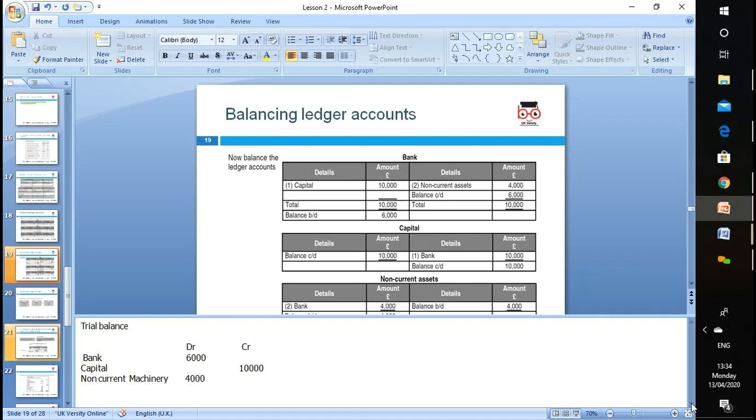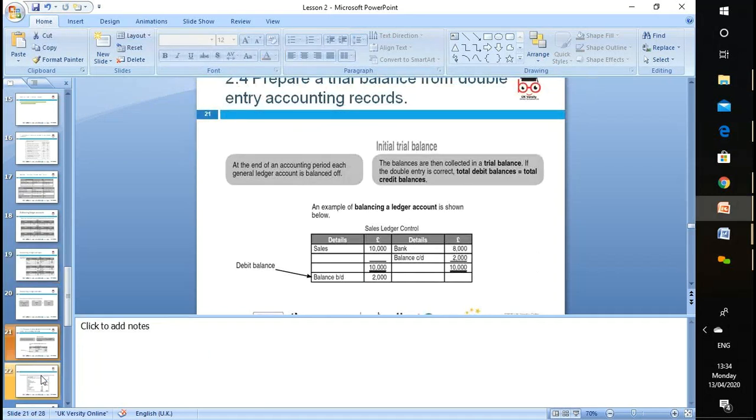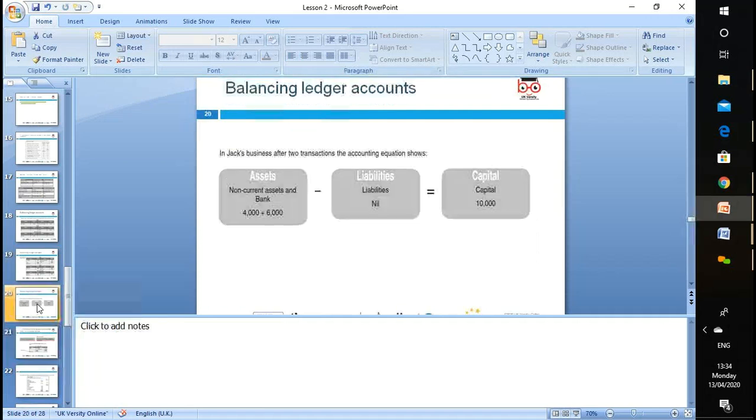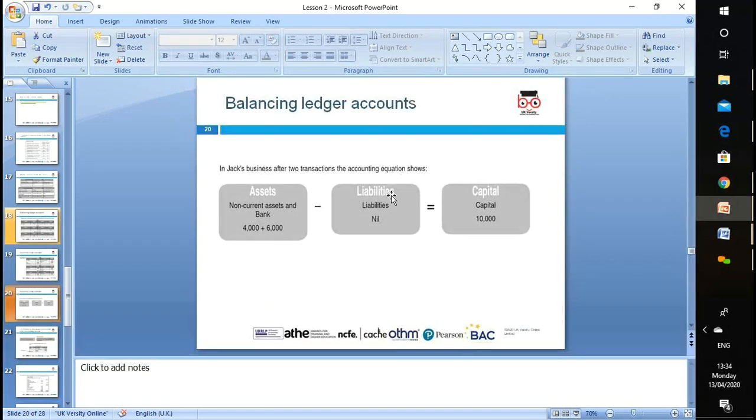So you will see now my trial balance should have both sides equal. My debit side is 10,000 and my credit side is 10,000. And this way we can balance our trial balance. So that's all, this one is the trial balance. Okay, so that's how we use the accounting equation: 10,000 we have as assets, 10,000 we have as capital.